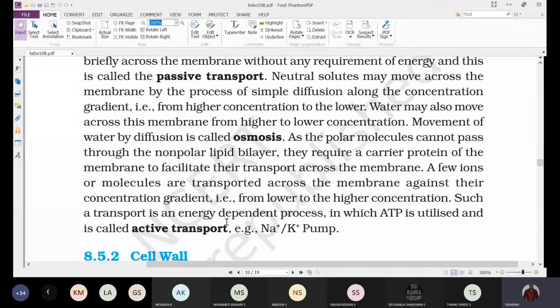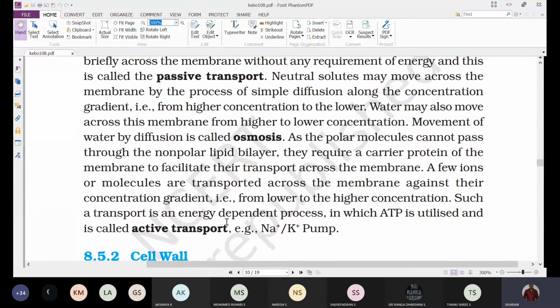As the polar molecules cannot pass through the non-polar lipid layer. Polar molecules means the molecules which dissolve in water. Generally the molecules which dissolve in water will not dissolve in lipids. But the molecules which are non-polar or which are dissolved in lipids can be easily transported through the lipid bilayer, because they can be dissolved in that lipid.